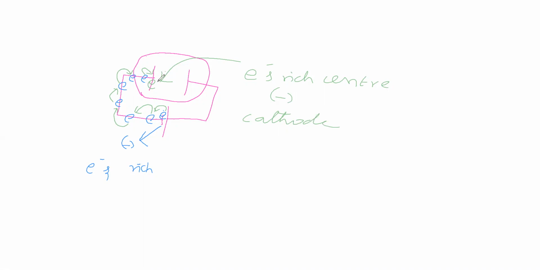This plate has a higher number of electrons. Therefore, this plate is an electron-rich center, so this plate is carrying negative charge. That is why it is called a cathode. Okay. So we got an idea of what a cathode is.